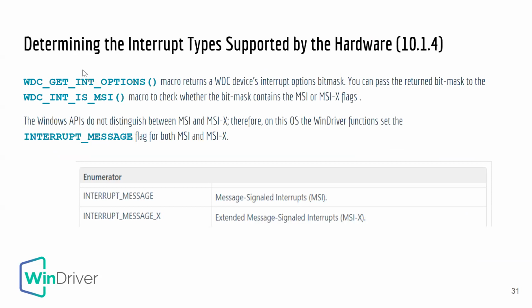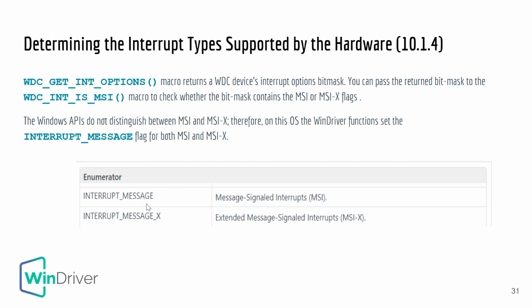We have macros that help us determine the interrupt type supported by the hardware. The WDC get int options macro returns the WDC device interrupt options bit mask. We talked about the bit mask. This way you can know which interrupt type you are currently using. The Windows API does not distinguish between MSI and MSI-X. Therefore, on this operating system, the WinDriver function sets the interrupt message flag for both MSI and MSI-X.